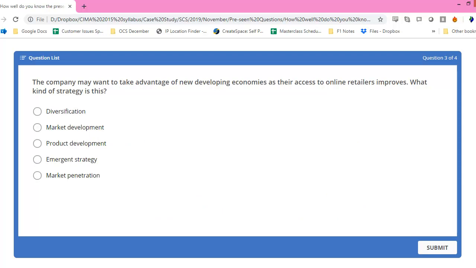And finally, the company may want to take advantage of new developing economies, which is something that they do. They already operate in many, many countries all over the world as their access to online retailers improves. And we do a lot of deliveries for online retailers. So what kind of strategy would it be if we want to enter a new market?